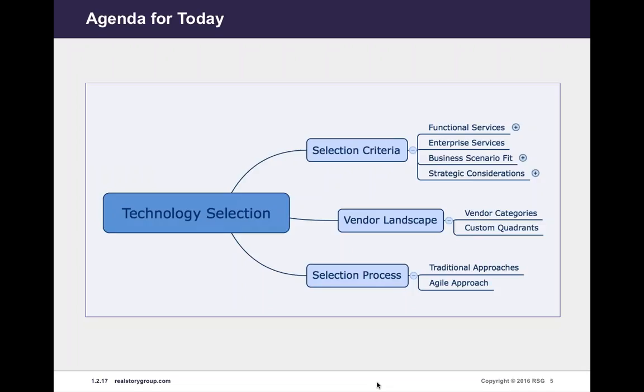Then I also talk a little bit about the vendor landscape. What are the different tools that are out there and how they differ from each other and how they're similar to each other. Then finally, I'll leave you with a selection process, which we refer to as an agile selection process.